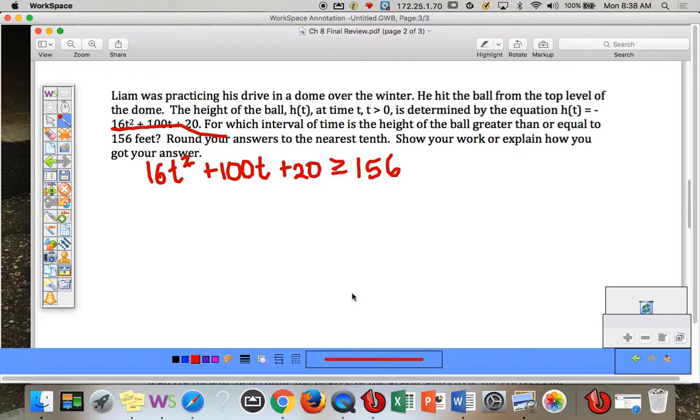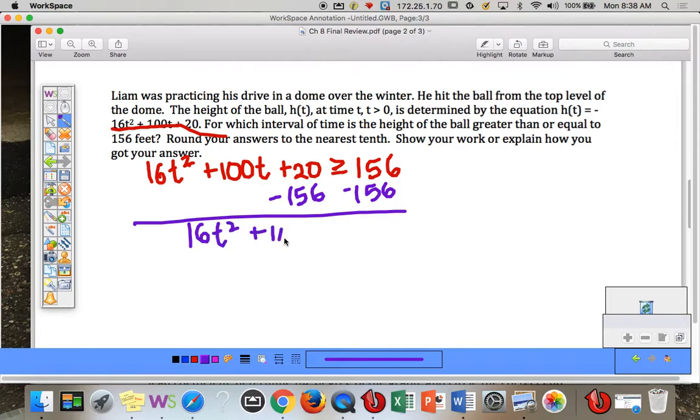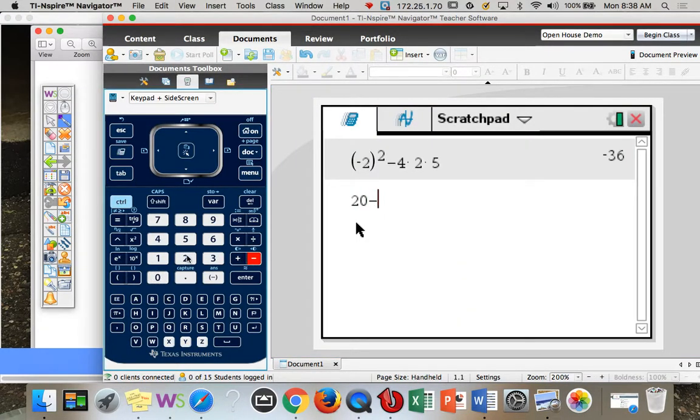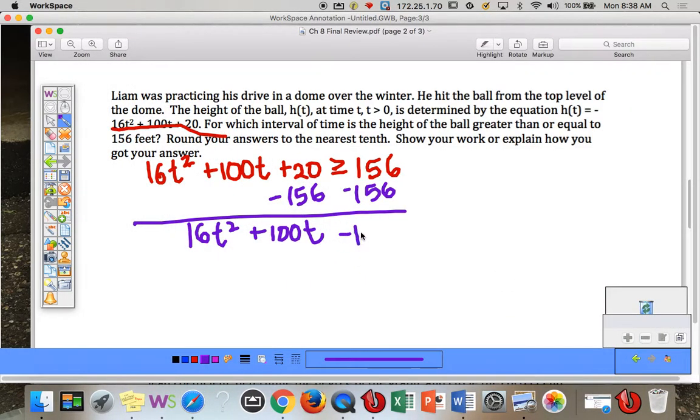Okay, so to solve this, we could graph. We could use quadratic equation. We could try to factor it. But before we do that, we need 0 on one side. So I'm going to subtract 156 from each side. So we have 16t squared plus 100t, and 20 minus 156 is negative 136. We want to know when that's greater than or equal to 0.